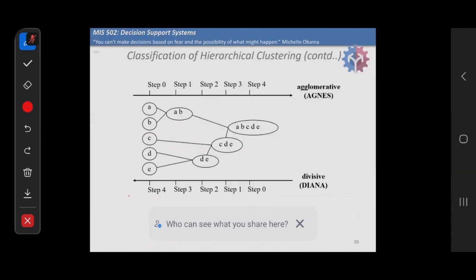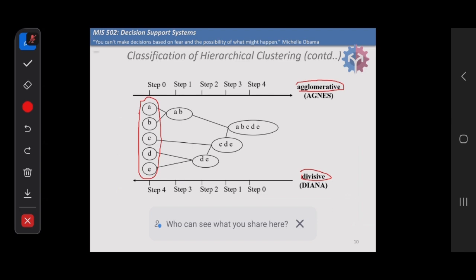Now, if you look at this example, what do you see? We will look at both. We'll look at agglomerative approach, and then we will look at the divisive approach as well. Let's start with divisive approach. So, how many points do you see on the screen? Five. Can you name them? A, B, C, D, E.